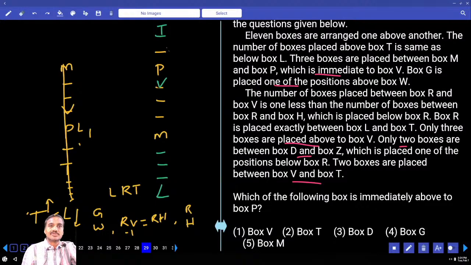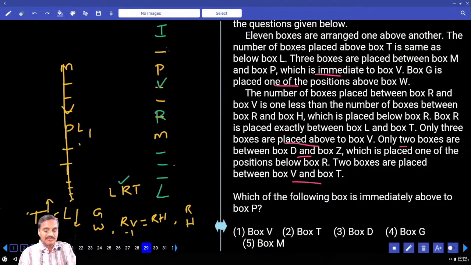R is exactly between L and T. 1, 2, 3, 4, 5, 1, 2, 3, 4. Where should it come, tell me? R is exactly below means immediately above this M. That means 6th place from the top or the bottom, right? 1, 2, 3, 4, 5, 6. Is it fine? R is exactly between L and T.